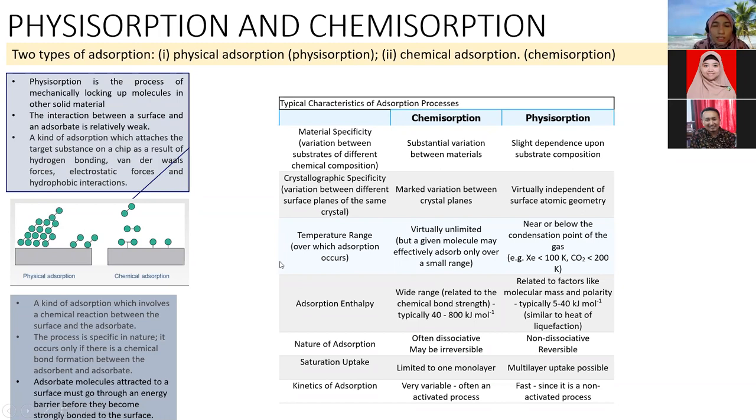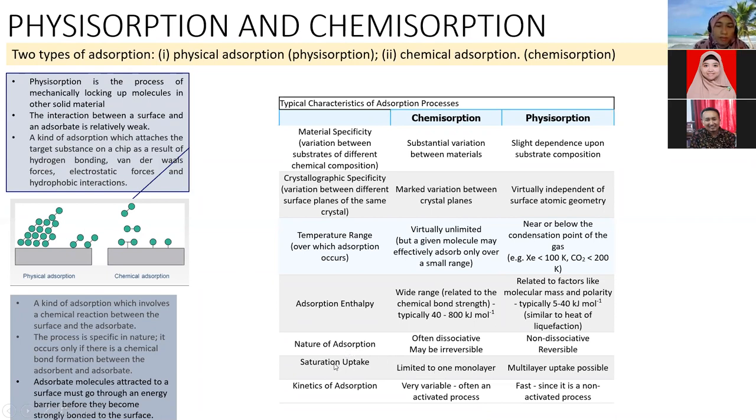Because of that, for chemisorption the temperature range is virtually unlimited, but a given molecule may effectively adsorb only over a small range. For physisorption, we just need a very low adsorption enthalpy, but for chemisorption, of course, because the chemical bond has to link on the surface, it will involve a very high enthalpy. The nature of adsorption is often dissociative and maybe irreversible. Saturation uptake is limited to one monolayer.